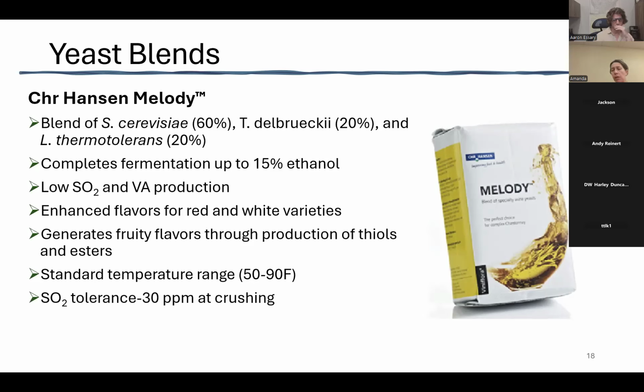I'll talk about temperature ranges for some of these yeasts and SO2 additions, but typically non-Sac can be very temperature sensitive and SO2 sensitive. But this Melody blend, because it has Saccharomyces cerevisiae in it, can really ferment more at that standard fermenting temperature range of 50 to 90 degrees. And then you can easily add your 30 ppm at crushing if you do use this yeast.